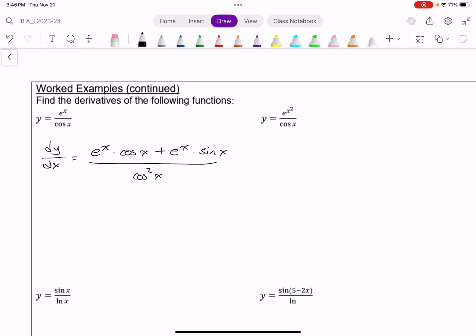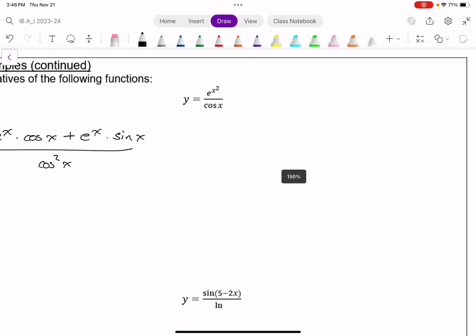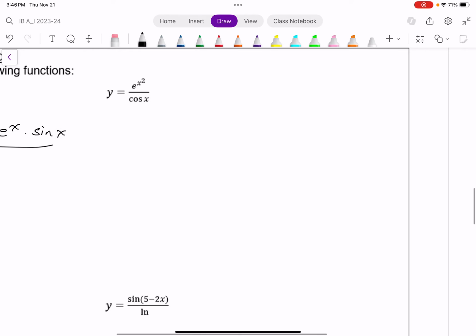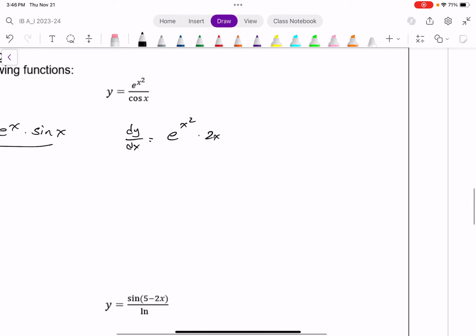If I look at my numerator, I could take out a factor of e to the power of x, but nothing cancels out, so I'm not going to. All right, similarly over here, I have e to the power of x squared, which means I have a quadratic function inside an exponential function, so I'll have to use a chain rule at one point. So dy dx, the derivative of the numerator, the derivative of e to the power of x squared, is e to the power of x squared times the derivative of x squared, which is 2x.